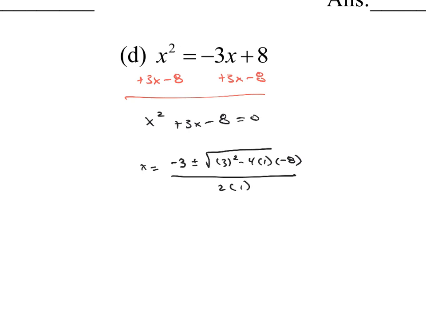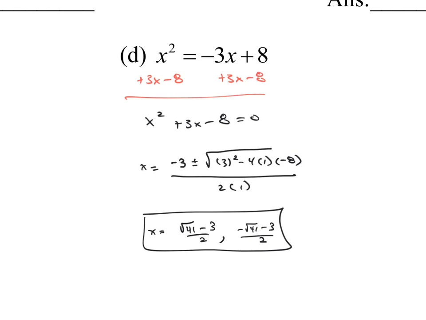Straight up use your calculator. Don't be ashamed. See what your calculator is going to give you. In this case, my calculator is giving me the square root of 41 minus 3 all over 2. And I'm also getting negative square root of 41 minus 3 all over 2.